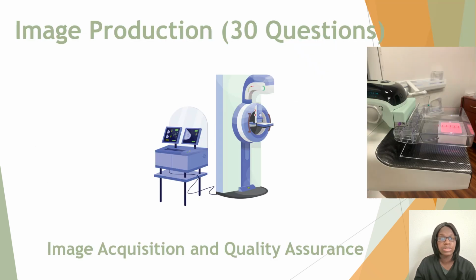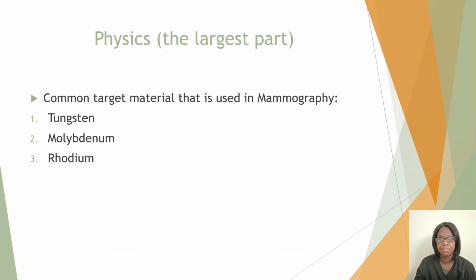All right, so now we're going to talk about image production, which will have 30 questions. It's going to cover image acquisition and quality assurance. So physics, which is actually the second largest part of the exam, because anatomy is the largest part of this exam. But make sure that you know your common target material that is used in mammo, which is tungsten, molybdenum, and rhodium.